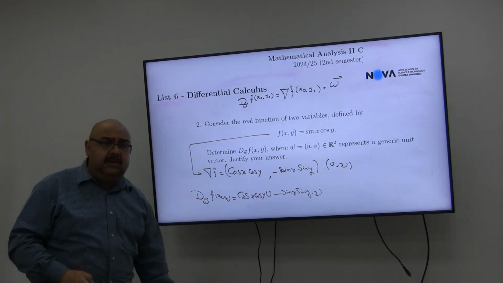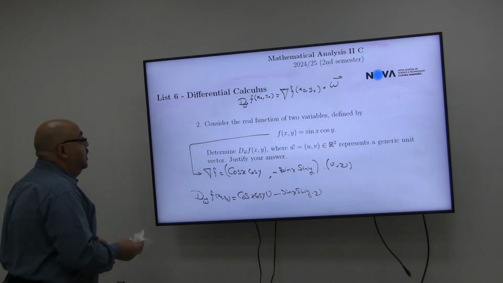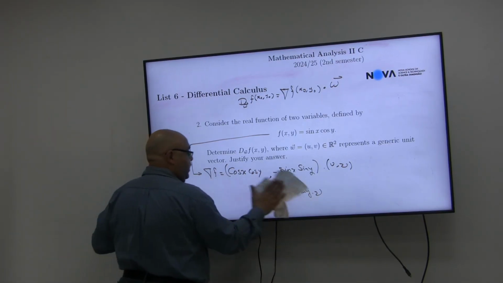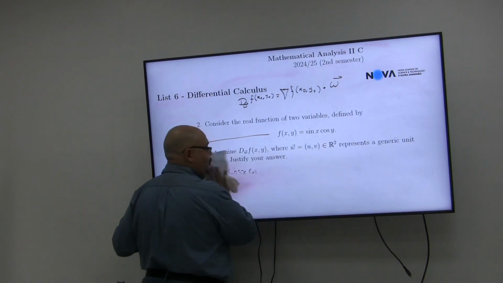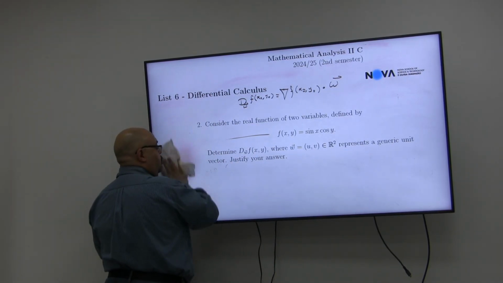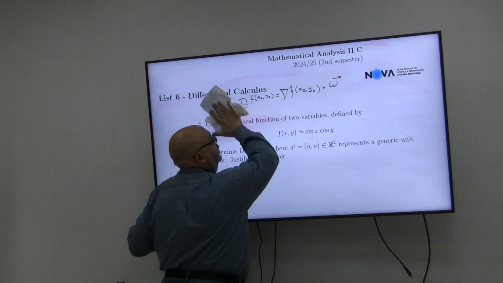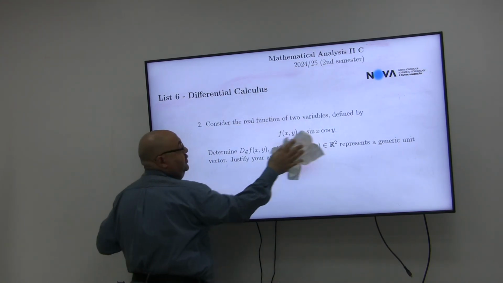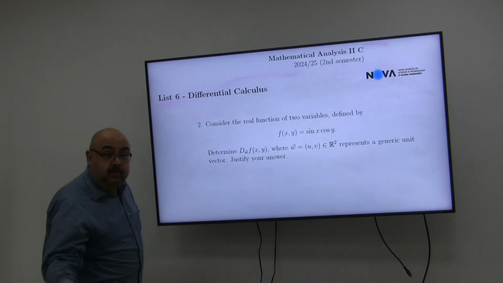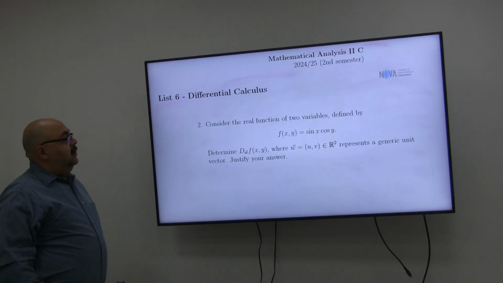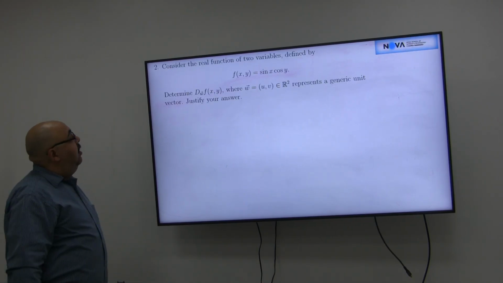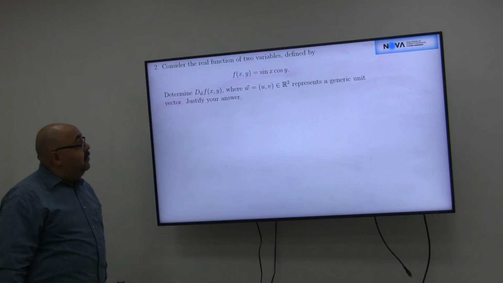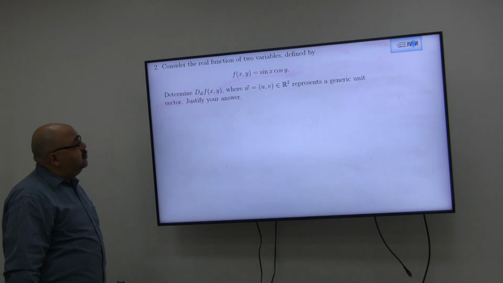It's very, very simple, as I told you. But the way it is written, if you didn't solve it using your hand, it will look complicated and make you afraid or not comfortable trying to solve these problems. So once more, as I told you, consider the real function f of x, y equals sine x or sine y.